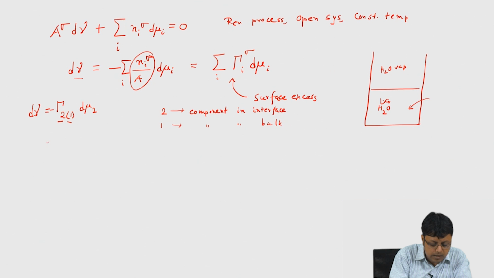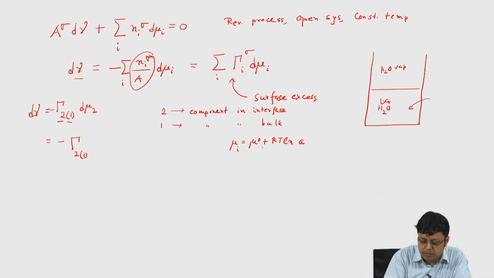So, if we expand mu in terms of the standard chemical potential, we know that mu is mu 0 plus RT ln activity of the species. If it is species I, we will write it something like that. If I take the derivative, this term will be 0, because mu 0 is a standard state chemical potential, the derivative of which will be 0. So, we will be left with only RT ln activity of this particular component. So, we can write it as minus gamma 2 into RT ln, and instead of taking the derivative, we will just write it as d of RT ln A I.